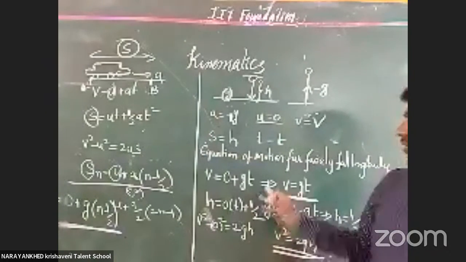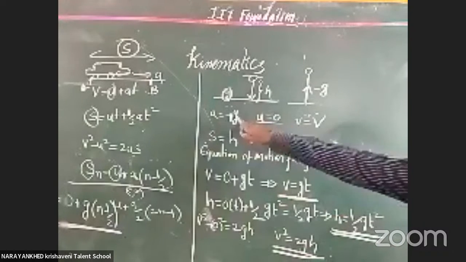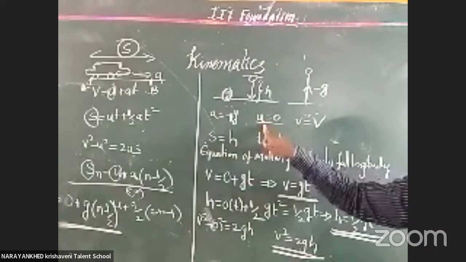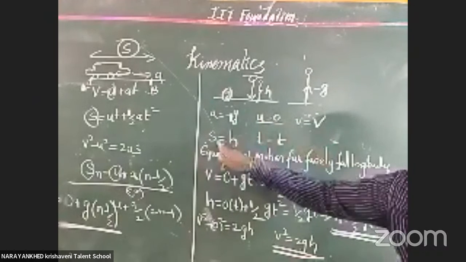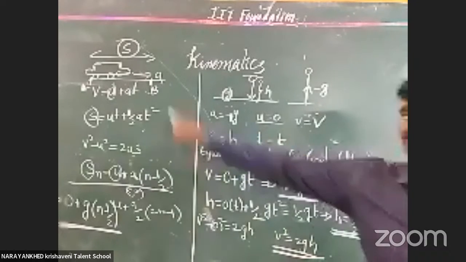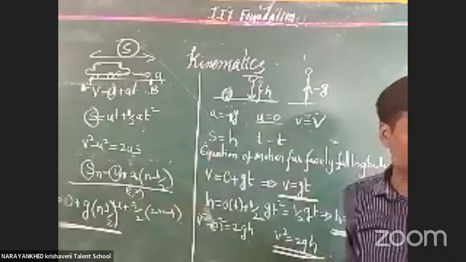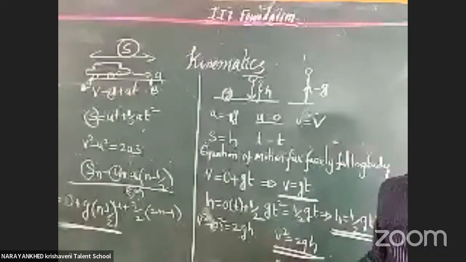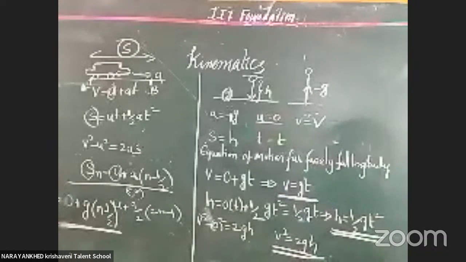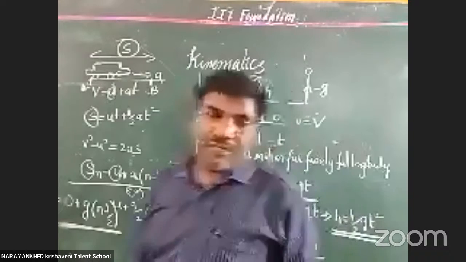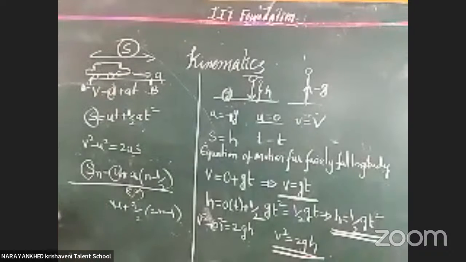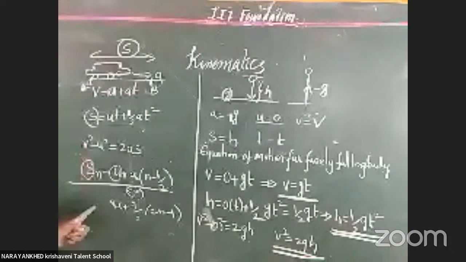Now, simple thing, you have to substitute. In the place of a, g; in the place of u, 0; in the place of s, h; in the place of t, t. In these equations you'll get the equation of motion for a freely falling body. Simple thing only. You just have to substitute these values in these linear equations. Got it? I hope you got it. Already yesterday you completed this. Now this is the equation of motion for regular linear motion, applied to freely falling.